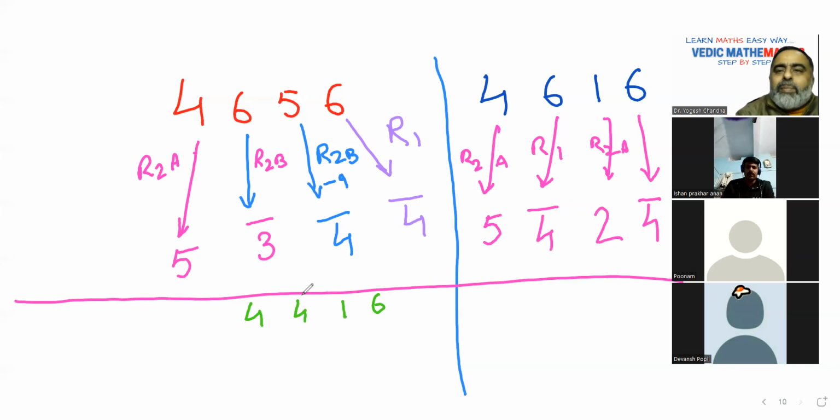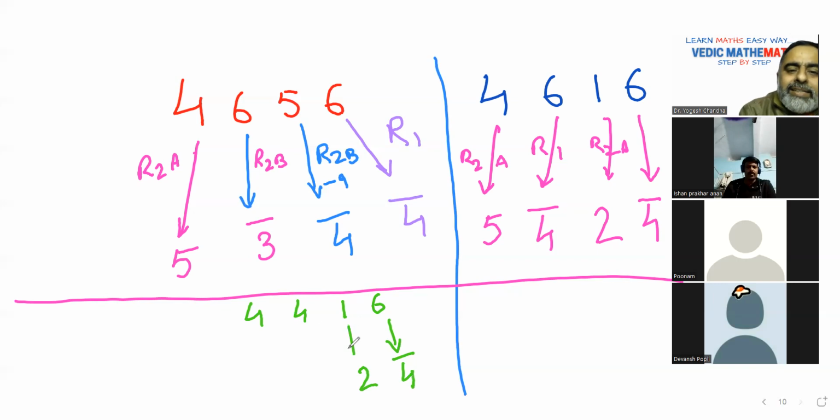Okay, I made this 416. So first is again the same 4 bar. Second, yes sir, 2, same. Any doubt? No, sir. Yes, Devansh.